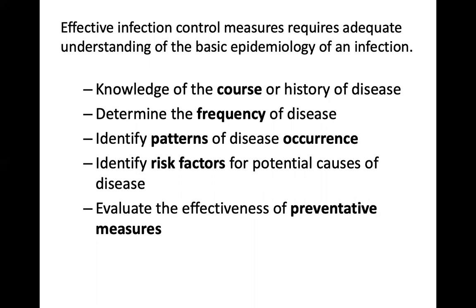Most importantly, what are the risk factors for potential causes of disease? Who is at risk of getting this disease? And then, what are the preventive measures that we need to evaluate? So you understand your disease so well. When you understand its natural course, it means you know its habitat, its mode of transmission, its pathogenesis, and its clinical manifestations, how it presents, okay? So that when you're initiating preventive measures, you know your target points, okay?